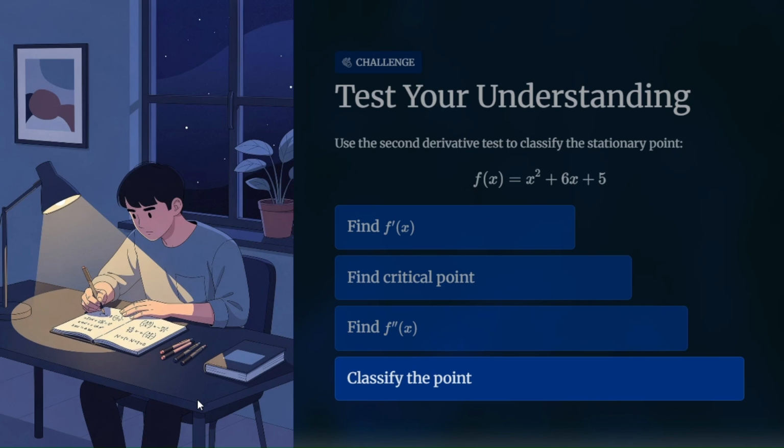The second derivative test provides instant answers without sign charts. Remember the rules. If the second derivative is positive, you have a minimum. If it's negative, you have a maximum. And if it's zero, it's inconclusive.